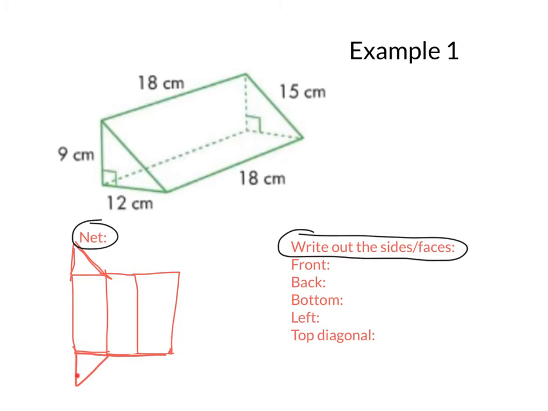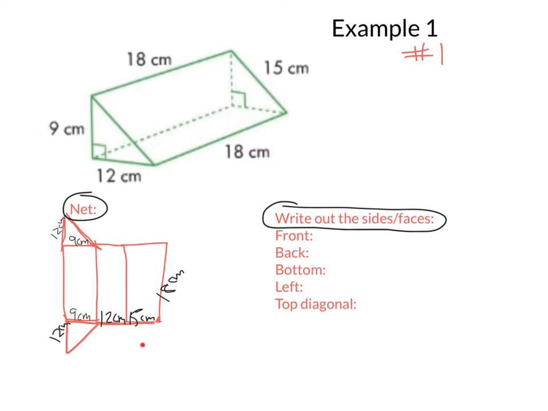Next, let's start with this net. Please draw the net in your notes in example 1, number 1. And here I've labeled the net. In my opinion, the hardest part was what numbers go here? So the back side was right here. The bottom is right here, base of 12. And this diagonal has a width of 15, and all of them are 18 long.